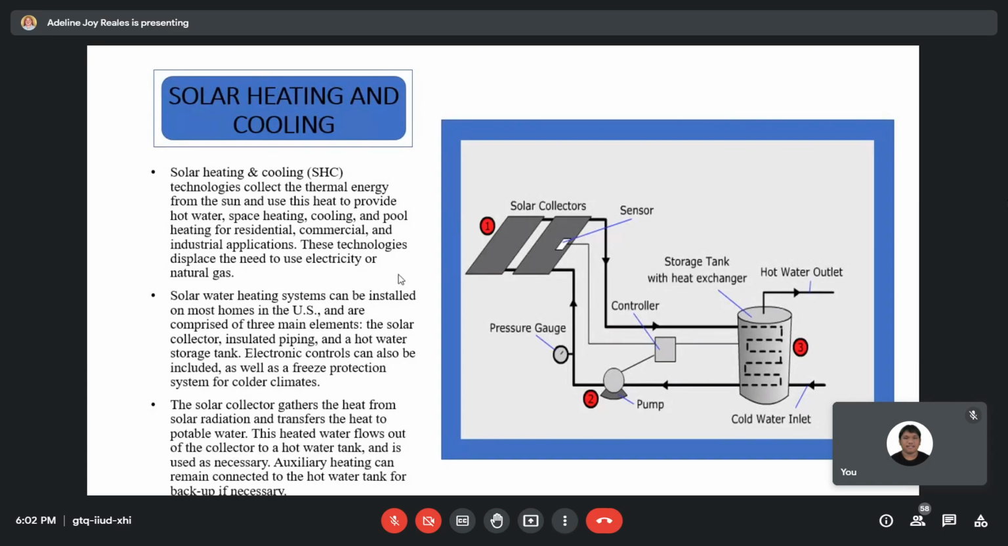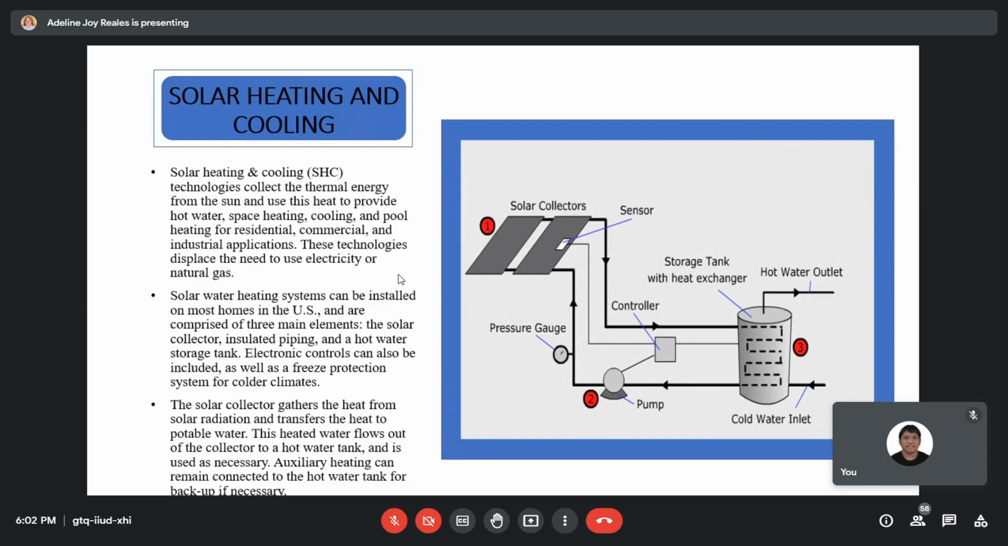Solar heating and cooling. Solar heating and cooling, or SHC, technologies collect the thermal energy from the sun and use this heat to provide hot water, space heating, cooling, and pool heating for residential, commercial, and industrial applications. These technologies displace the need to use electricity or natural gas.